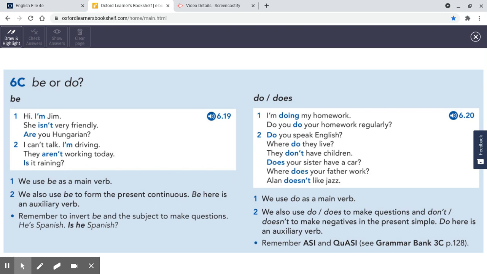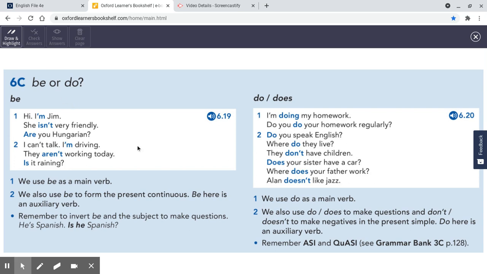Now, when I've got your class, normally then I drink water. So we can say Martin drinks water, but at that moment, we can also say Martin is drinking water. And the question, is he drinking water? What is he drinking? So let's have a look over here at be or do.